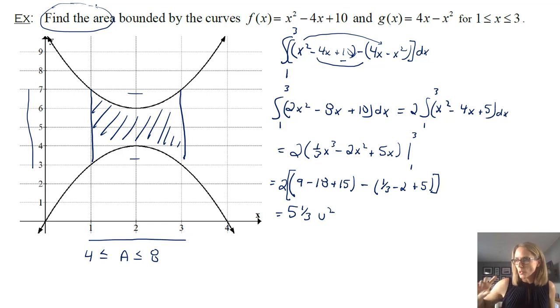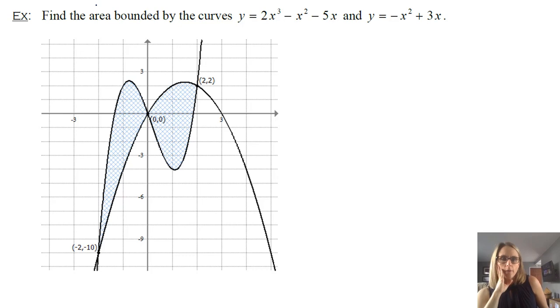Let me do another one to show you a slight difference in what you have. All right, find the area bounded by the curves. So the big thing here to notice is that you have two polynomials, but they intersect at multiple locations. And the key thing to see here is if you were to guess which function is this one. So notice that this one does this.